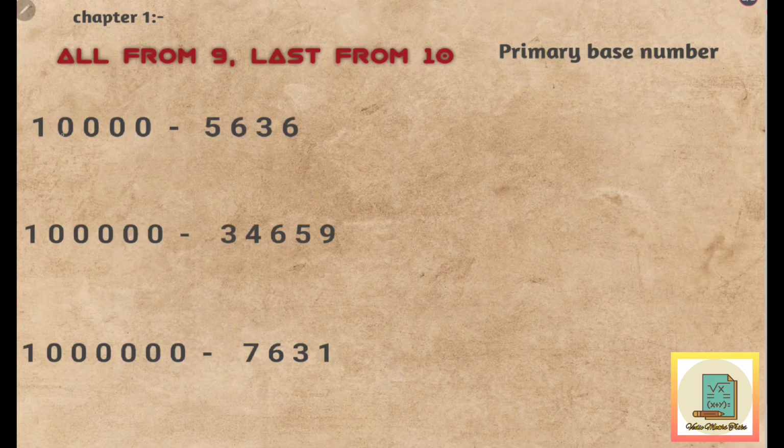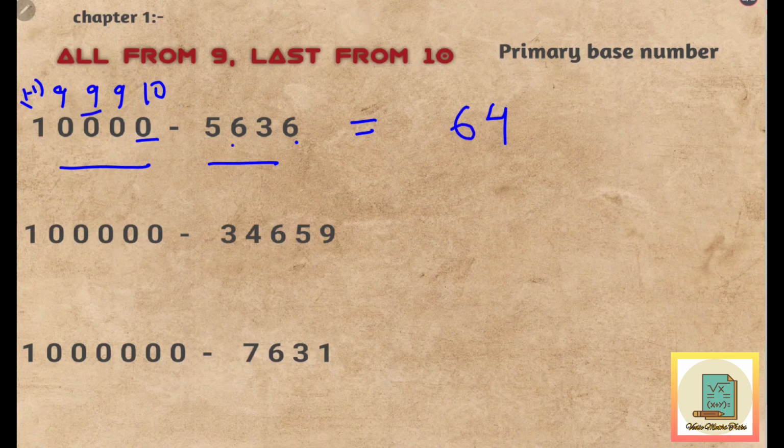This question is 10,000 minus 5636. So now here there are 4 zeros and here there are 4 digits. So we can go ahead with the subtraction. Now this 0 we'll consider as 10, rest all zeros as 9 and 1 minus 1. Now 10 minus 6 gives you 4, 9 minus 3 gives you 6, 9 minus this 6 gives you 3, 9 minus 5 gives you 4 and 1 minus 1 is 0. So 4364 is the answer.